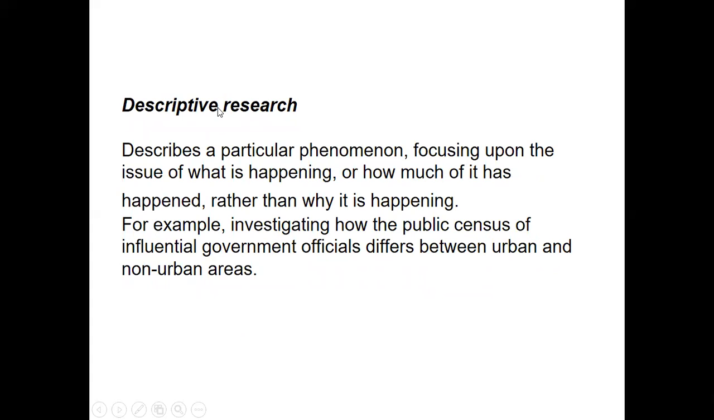The second is descriptive research. This type of research describes a particular phenomenon, focusing upon the issue of what is happening or how much it has happened rather than why it is happening. So, in this type of research, we are describing the phenomena. We are not going to find out why it is happening.